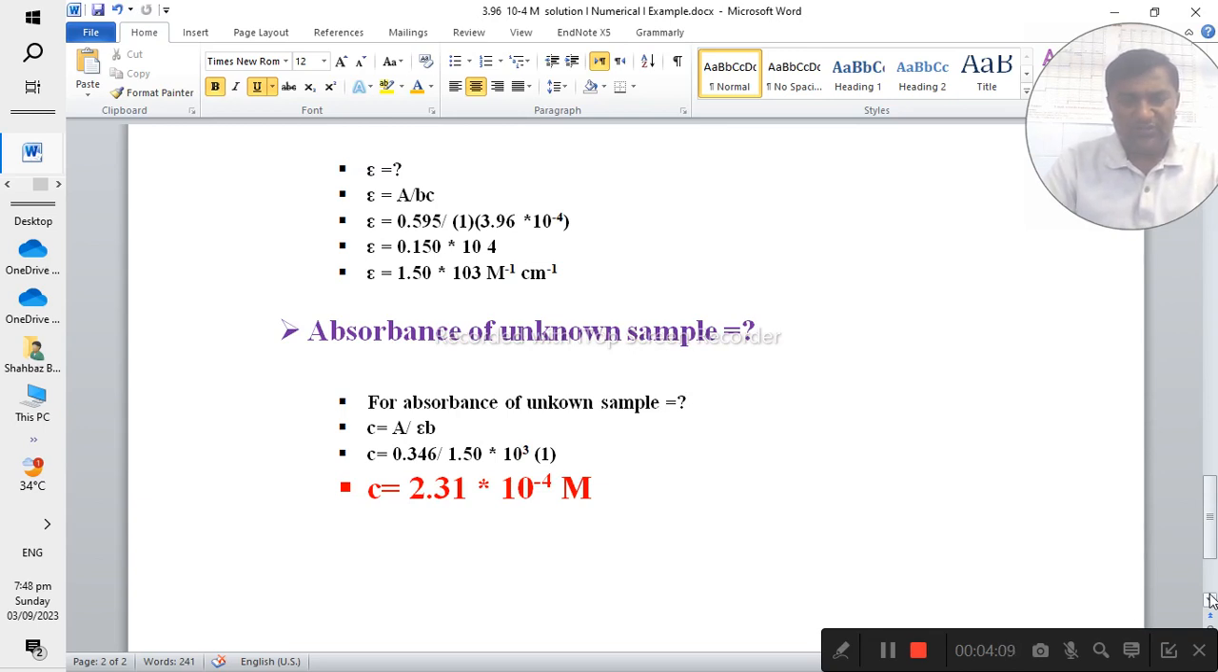For the absorbance of the unknown sample, you use the formula c is equal to A over εb. The A value is 0.346, over 1.50 × 10^3 multiplied by 1. Then you can see that c is equal to 2.31 × 10^-4 molar. This is the concentration of the unknown sample.